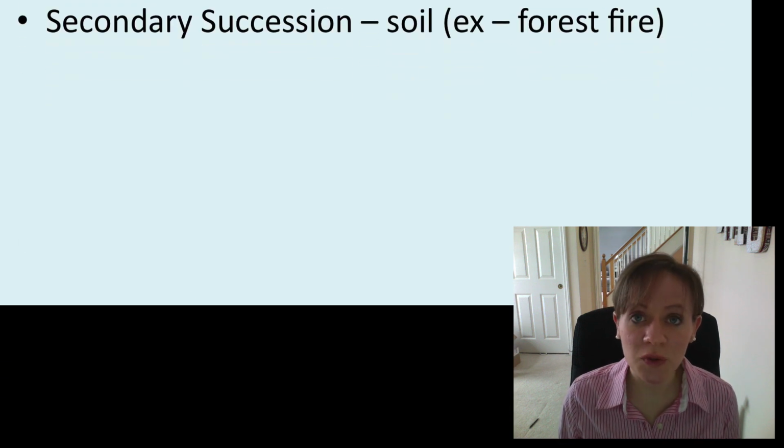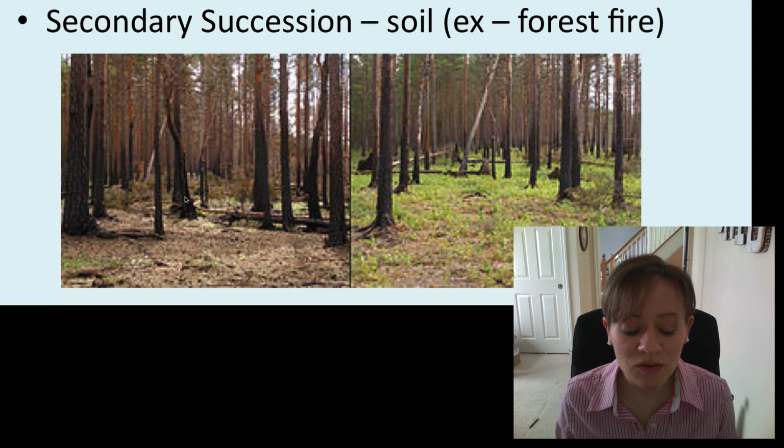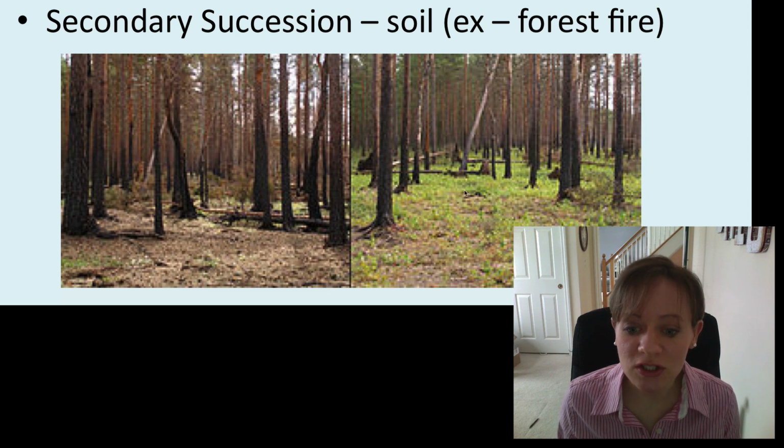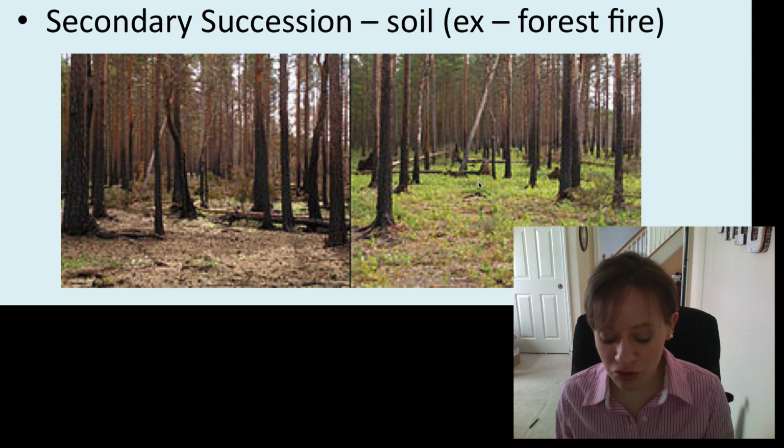Secondary succession is where there's a disturbance, but there is soil left. The best example of this is a forest fire. A forest fire is actually good because it resets things for that ecosystem. There is soil, and then we start to see succession. It starts with the grass, and then small shrubs, and then later large trees.